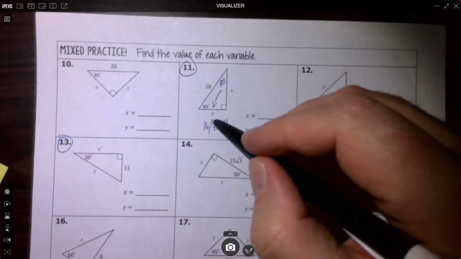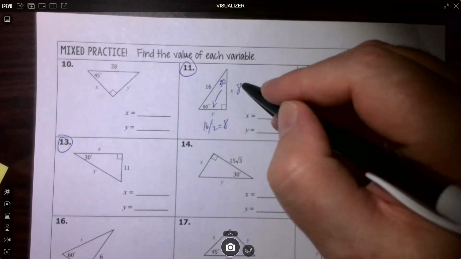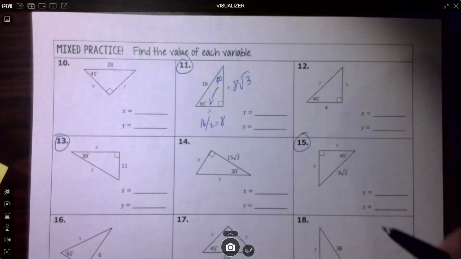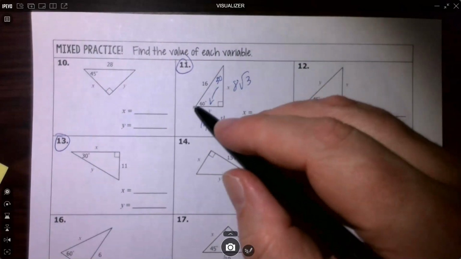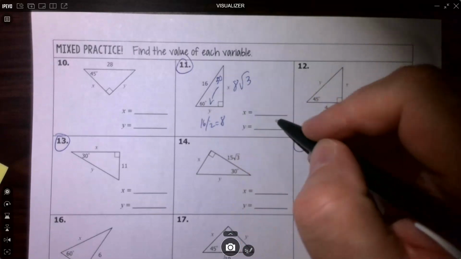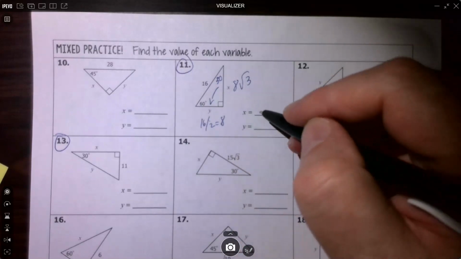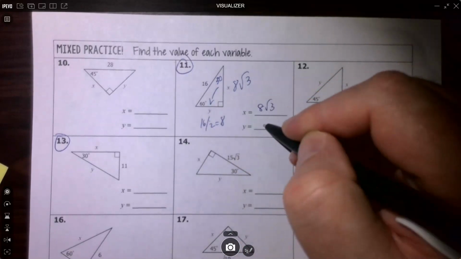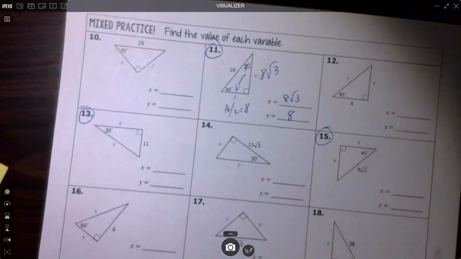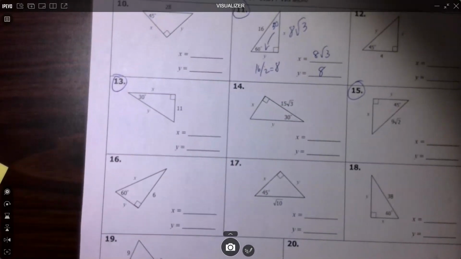Okay, once I have x, then the 60 side becomes x times the square root of 3. All right. Again, ignore the variables. Just fill out the spaces and then put in the variables. Fill in the blanks here. All right. So this is 8 square root of 3, and this is 8. Okay. All right. Number 13.